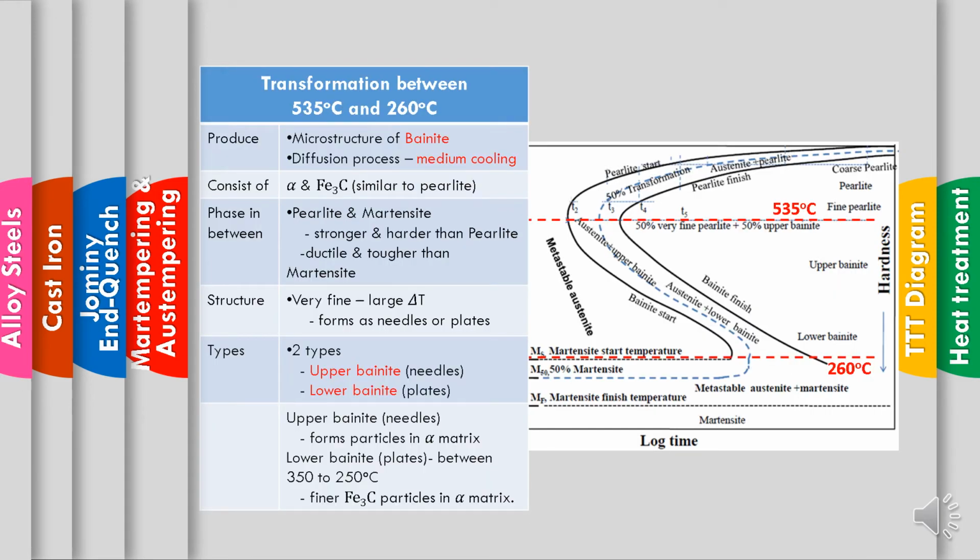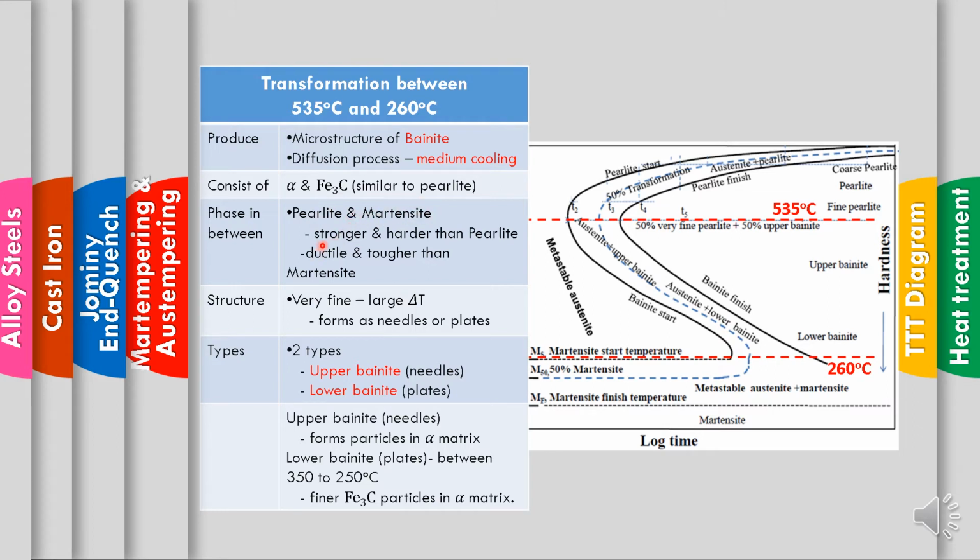Okay, in this slide we discuss the transformation between 535 and 260, whereby we can see the curve start to bend like this, until this temperature. Here we can see the microstructure of bainite produced in this section. It is a diffusion process with medium cooling, similar to the pearlite process basically. It is a phase in between pearlite and martensite.